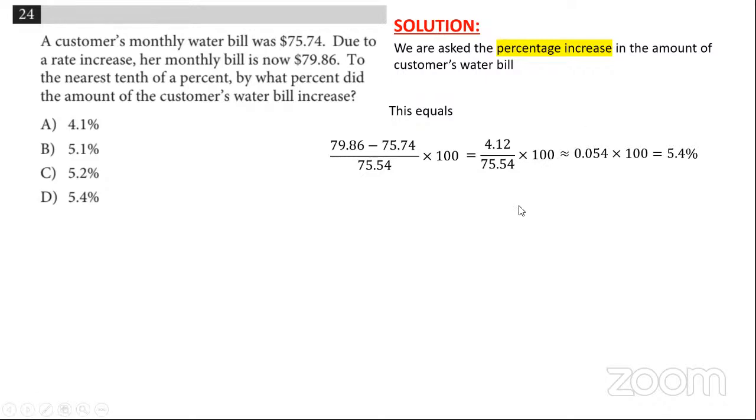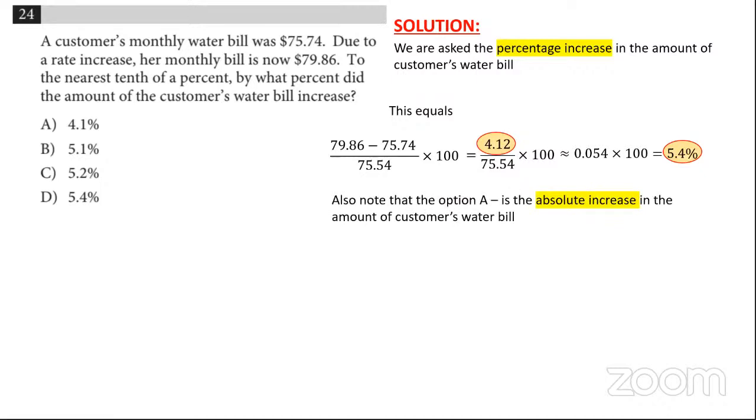In order to confuse us, in option A, we are given 4.1%. That is actually the absolute increase in the monthly bill. So we have to be clear what is asked. In this question, it is the percentage increase that is asked, not the absolute increase. So the correct answer is option D. Got it, everyone? Any doubt?